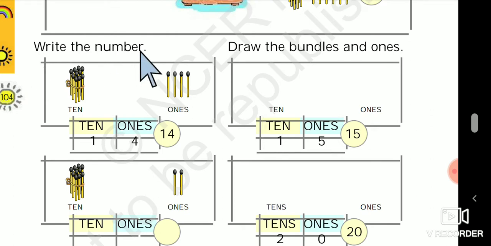Write the numbers. In this we have to write bundles of 10 in tens and loose matchsticks in ones. How many loose matchsticks? So 1 ten, and loose matchsticks are 4, so write the ones 4. 1 ten and 4 ones is equal to 14.